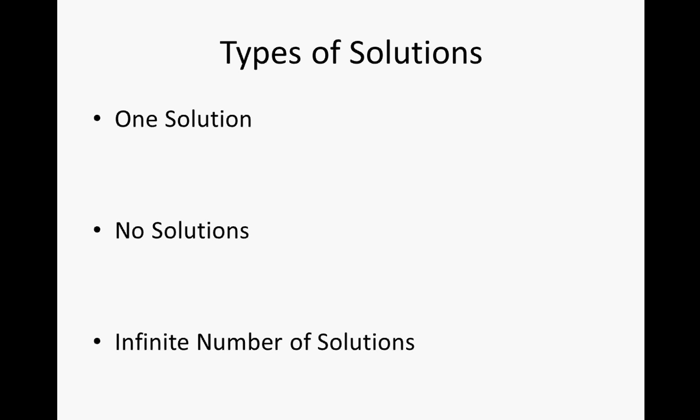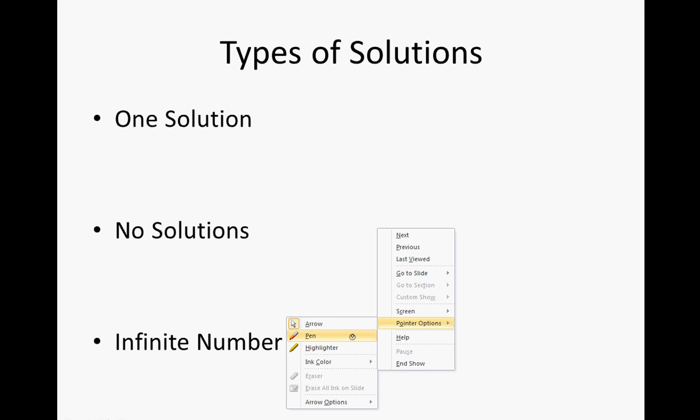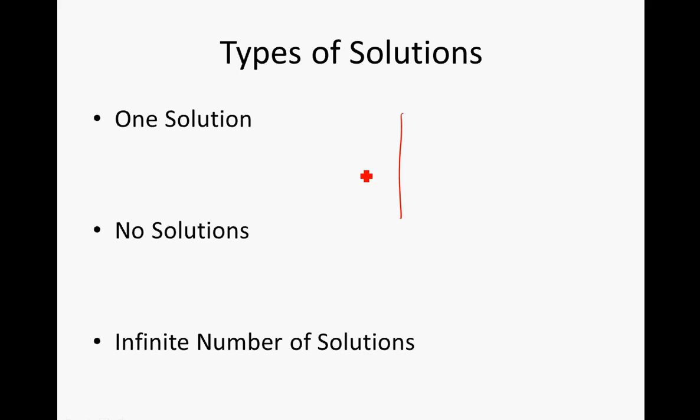Now, to get started, we're going to talk about the different types of solutions. There are three possible solutions. The first one is having one solution. If we have one solution, we graph out our two lines. So there's our coordinate plane. We graph out our first line, we graph out our second line, and these two lines meet at exactly one point. That point, whatever it happens to be, would be our solution. So that's if we have one solution.